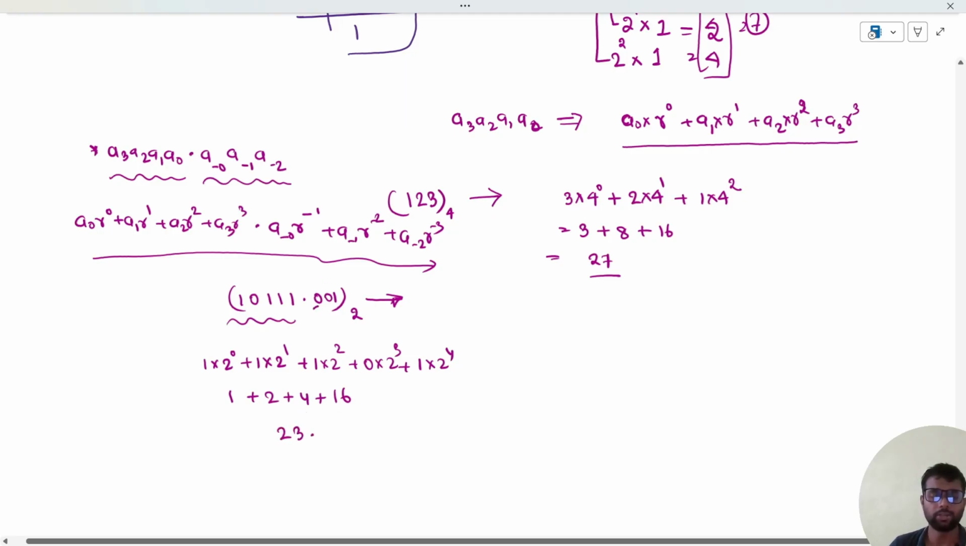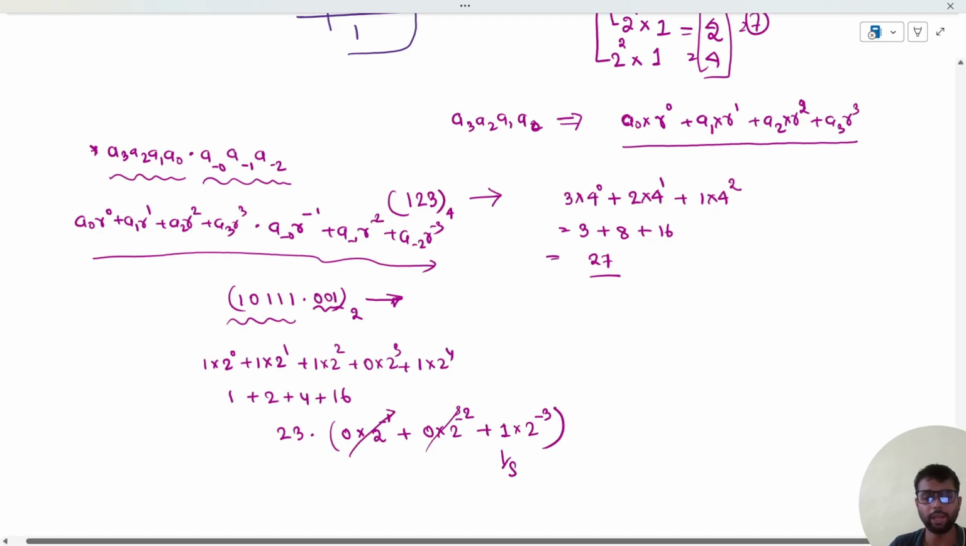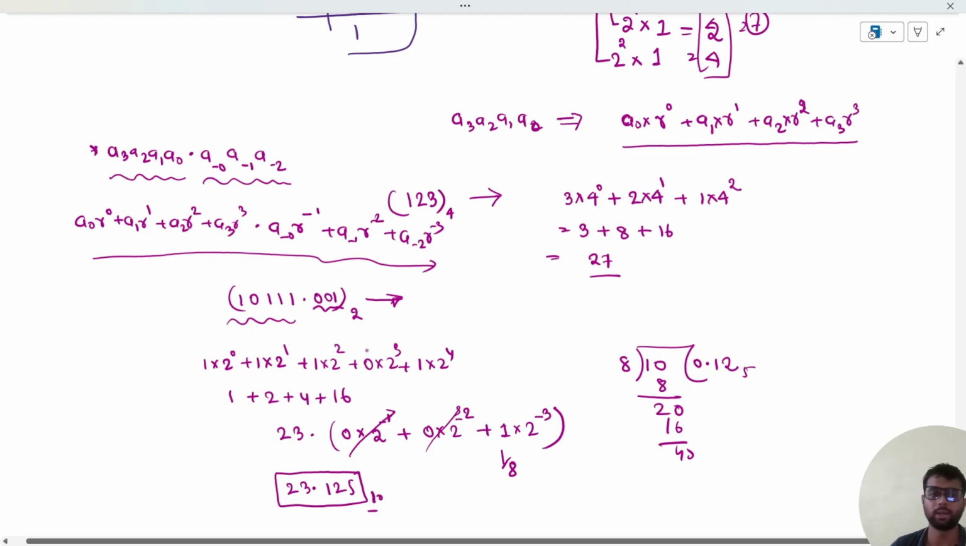Okay, dot. Now let us talk about this. 0 should be multiplied by, what is the base? 2 raised to the power minus 1 plus 0 multiplied by 2 raised to the power minus 2 plus 1 multiplied by 2 raised to the power minus 3. So this term is 0, this term is 0, this is 1 upon 8. So 1 upon 8 is how much? 8 ones are 8, keep 0. 8 twos are 16. 8 fives are 40. That is 0.125. So 23.125 in base 10 would be the conversion of this number.